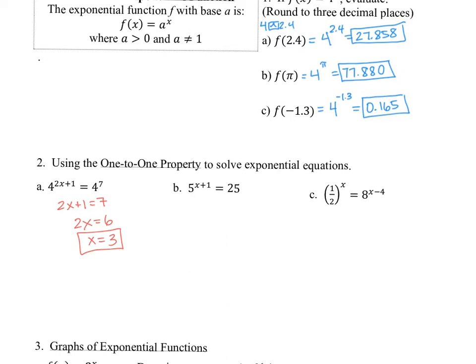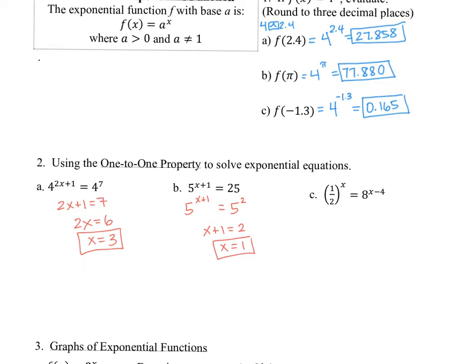For part B, I'm also going to use the one-to-one property. B says 5 to the x plus 1 equals 25. In order to use the one-to-one property, I need them to have matching bases. So I'm going to rewrite 25 as 5 to the second power. Now they do have matching bases. Because they have matching bases, they must have matching exponents. This is the one-to-one property. So it must be true that x plus 1 is equal to 2. Minus the 1, I get x equals 1.